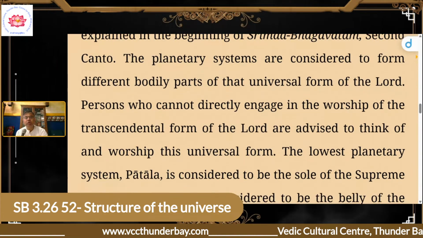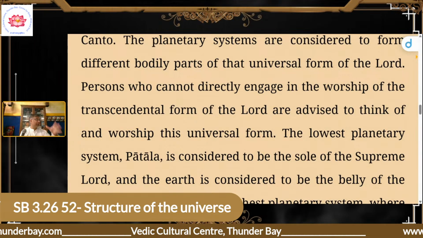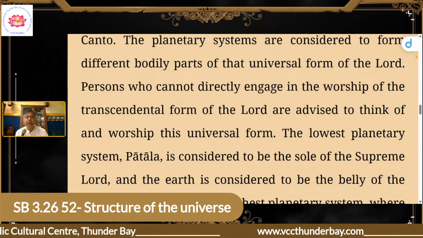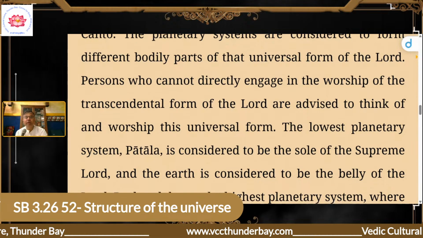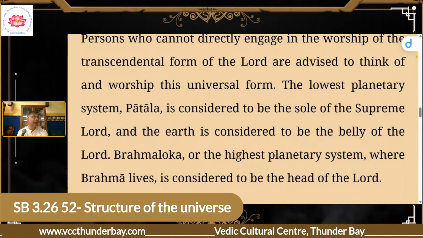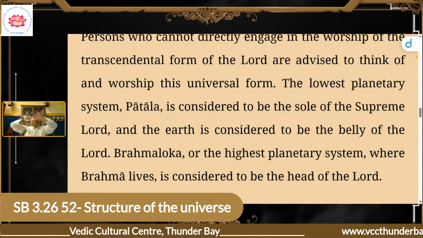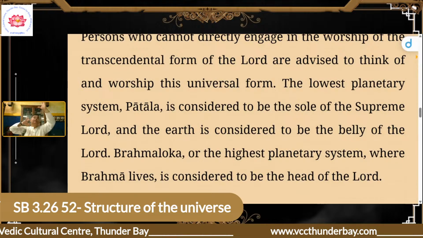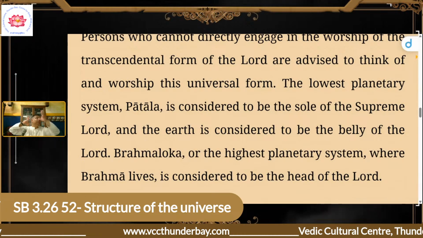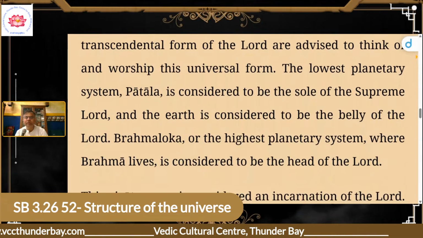The lowest planetary system, called Patal, is considered to be the soles of the Supreme Lord. So we understood the 14 planetary systems, right? The lowest is Patal, and Earth is considered to be the belly of the Lord. Brahma Loka, the highest planetary system, where Brahma lives, is considered to be the head of the Lord. So if you imagine this 14 planetary system, from Brahma Loka to Patal Loka, like a person standing there, then the topmost planetary system, Brahma Loka, is the head of the Supreme Lord, Earth is the belly, and Patal Loka is the foot of the Lord.